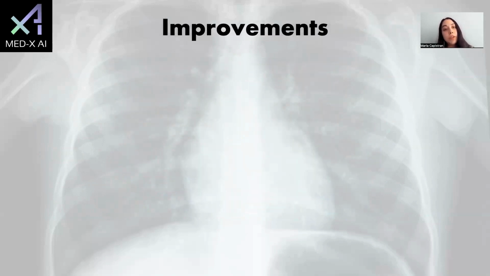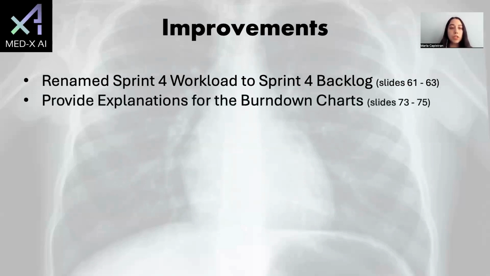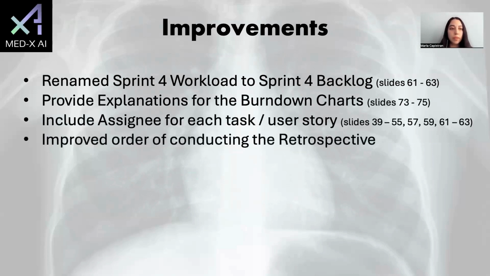After each sprint, Professor Wong gives each team insightful feedback. This feedback allows us to improve our presentation and project. The improvements we have made for Sprint 4 are: we renamed the Sprint 4 workload to Sprint 4 backlog. We provide explanations for the burn down charts. We also include an assignee for each task and user story. And lastly, an improved order of conducting the retrospective. You will notice a yellow star is placed on slides where an improvement was made.